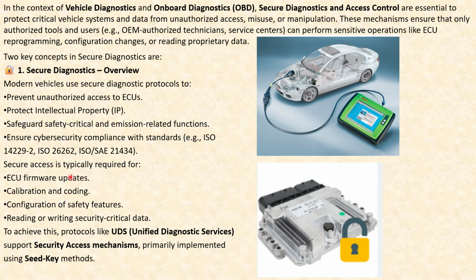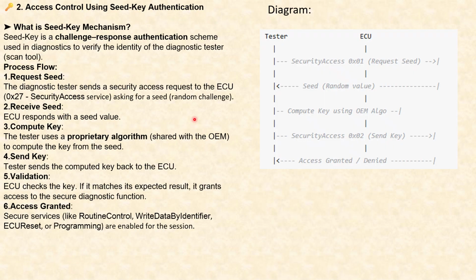Secure access is typically required for ECU firmware updates, calibration and coding, configuration of safety features, and reading or writing critical data. To achieve this, protocols like UDS, Unified Diagnostic Services, support security access mechanisms primarily implemented using seed key methods. Now, what is the seed key method? We will read about it elaborately in the coming slides.